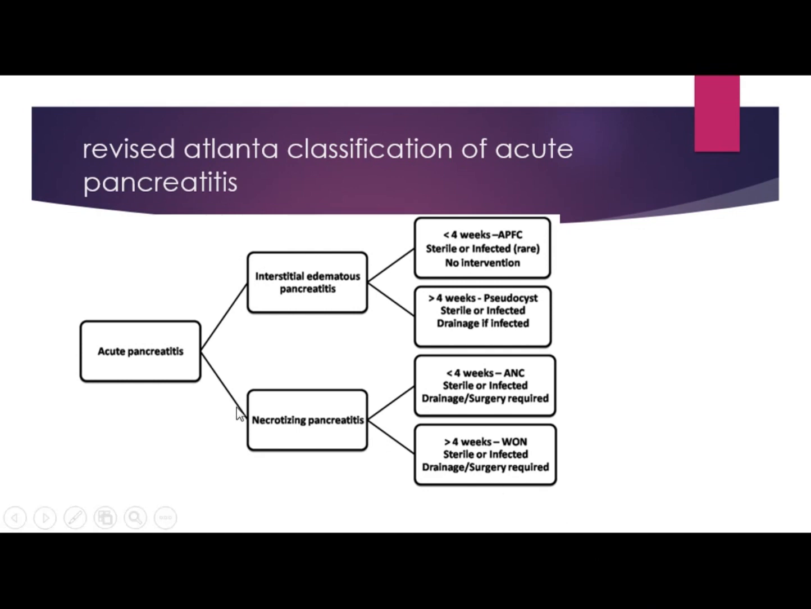Interstitial edematous pancreatitis is also subdivided: if it's the acute stage, there will be acute peripancreatic fluid collection only. According to the revised Atlanta classification, if more than 4 weeks, this fluid is called a pseudocyst. For necrotizing pancreatitis, if less than 4 weeks, it's acute necrotic collection. If more than 4 weeks, it's walled-off necrosis.